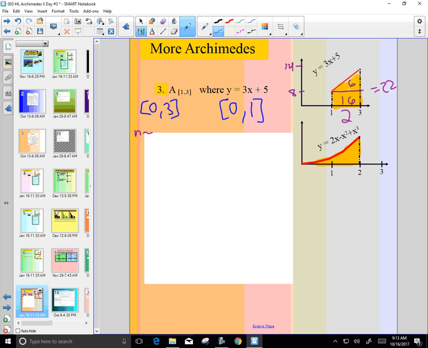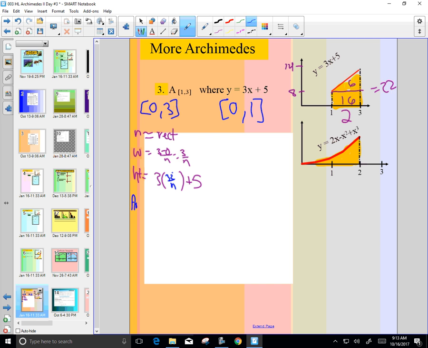We have n rectangles. And what's the width? The width of each one. So if we go from 0 to 3, we're going to say it's 3 minus 0 over n, or 3 over n. The height for the right edge is the width times I plugged into the formula. So the width times I is just going to be 3I over n.